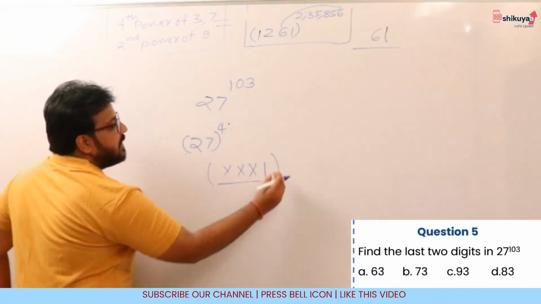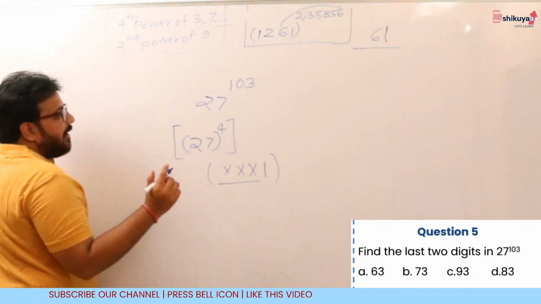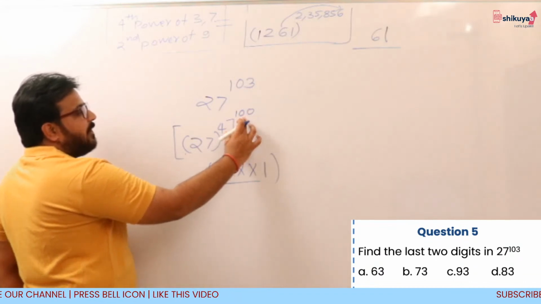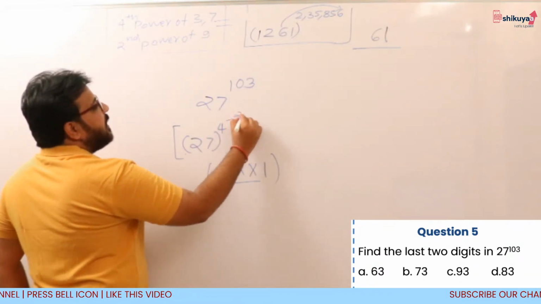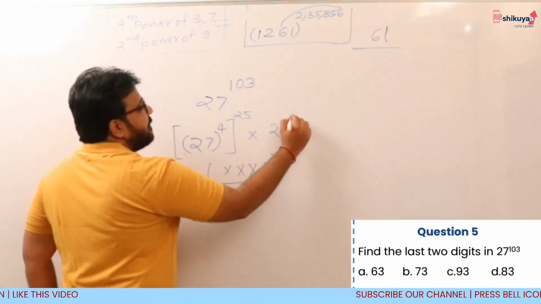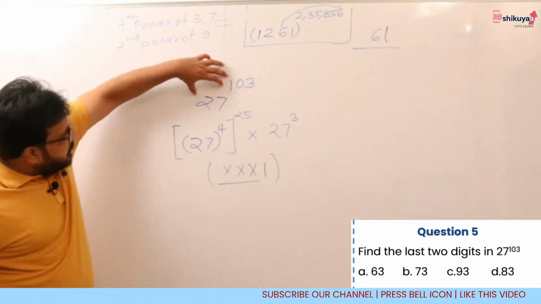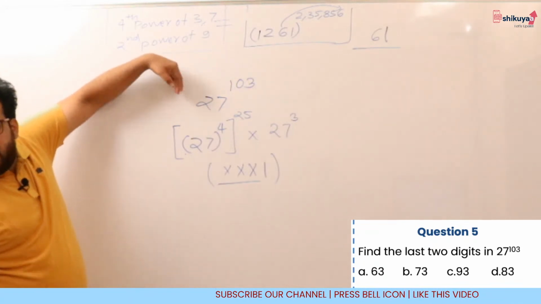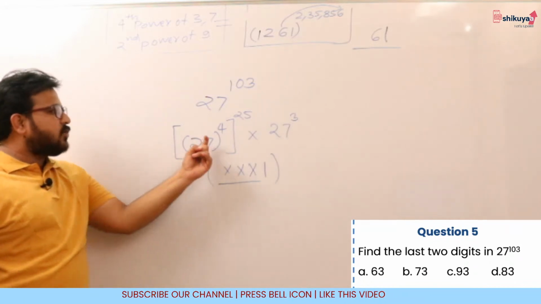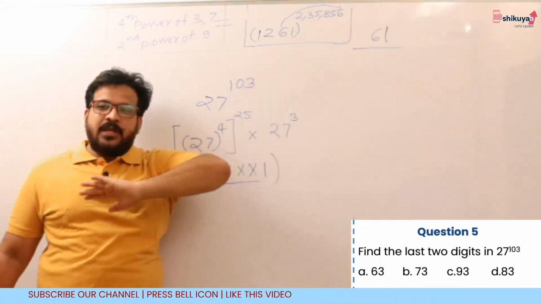And this power raised to something. For example, let me write in a simpler way. What I have done is, I am going to write in this way: 27 raised to 4 raised to 25, that is 27 raised to 100, into 27 raised to 3. Is that okay? I have just broken 27 raised to 103 into two parts. The first part is 27 raised to 4 raised to 25, that gives me 100. And 27 raised to 3 is different.